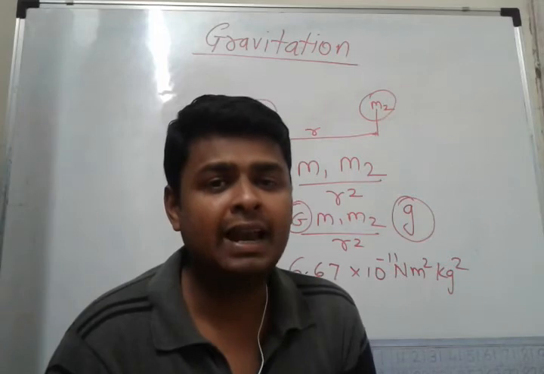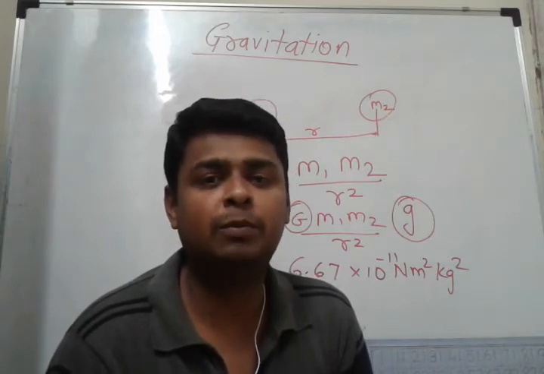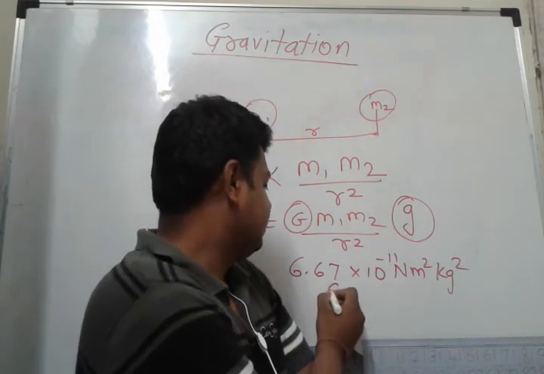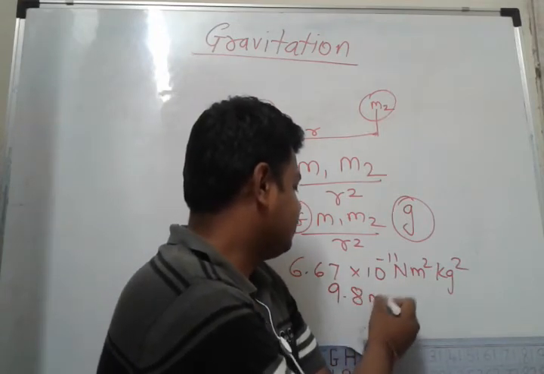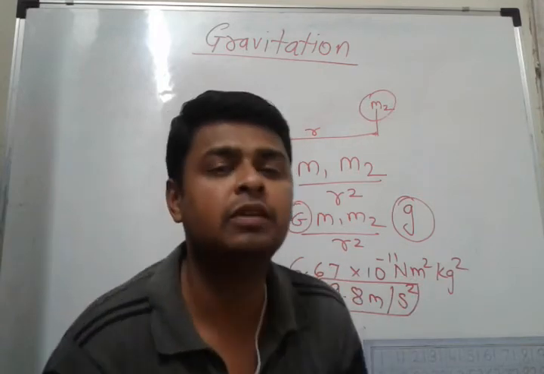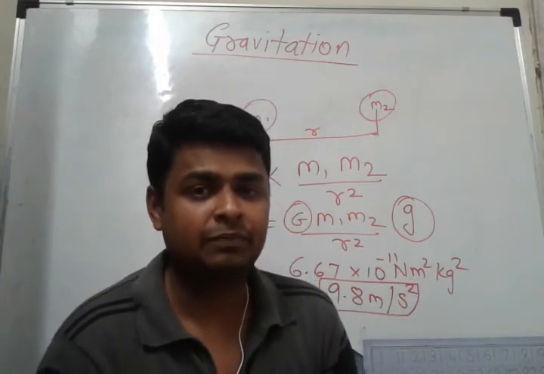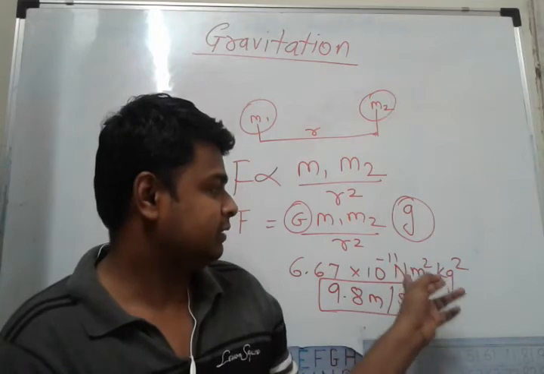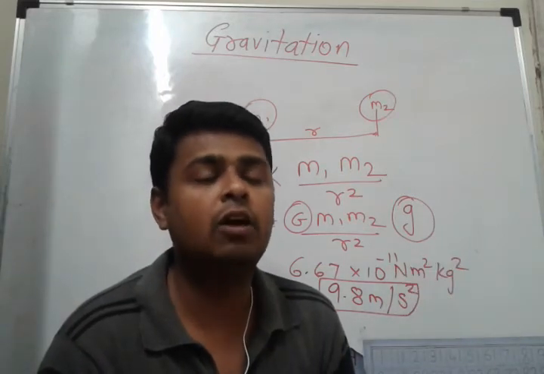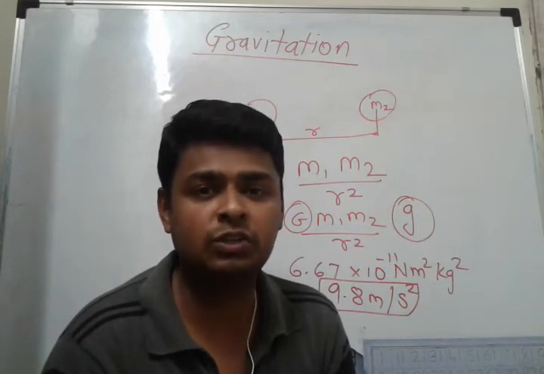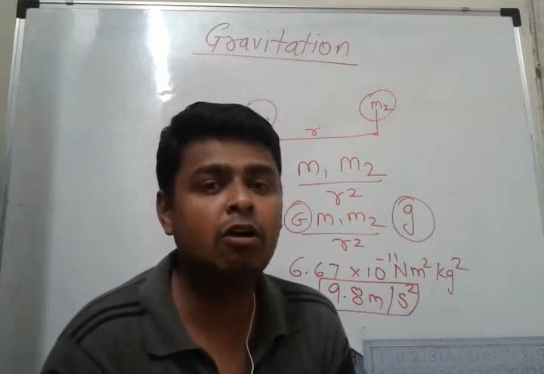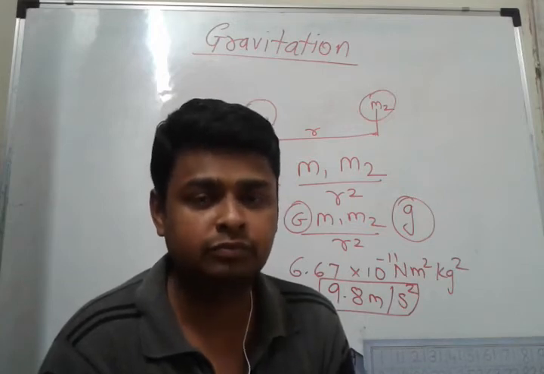You might know that acceleration is the change in velocity upon time. Its value comes to be 9.8 meter per second square. This is the value of small g. So you see that small g is the same for all the objects on earth. Now there are people who are trying to do research and find out whether there is something called a gravitational wave.